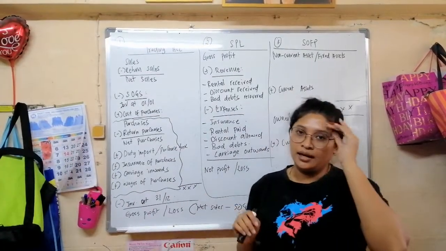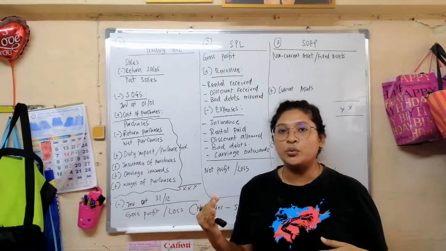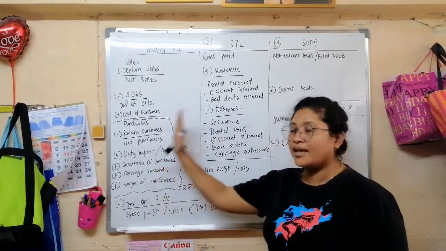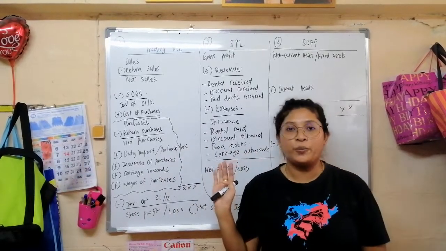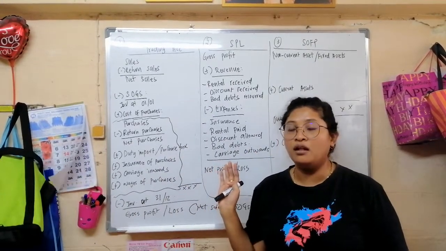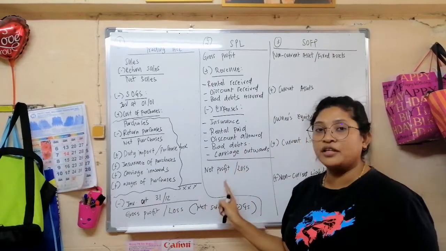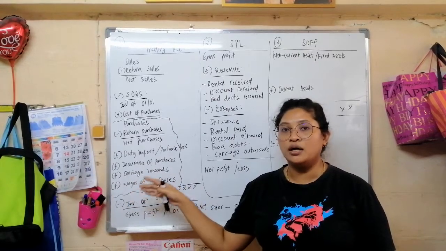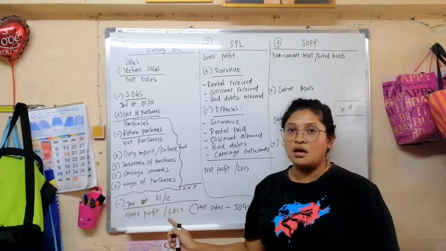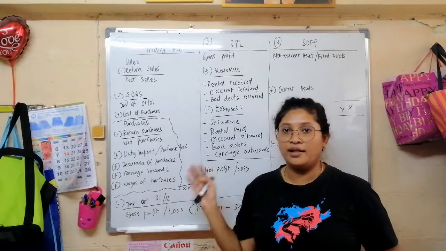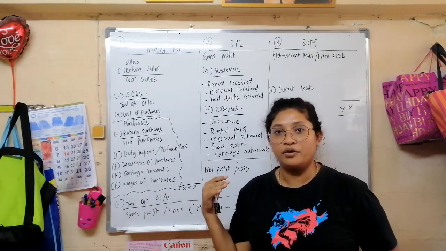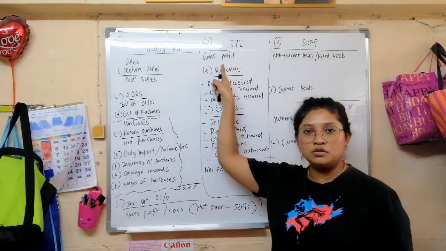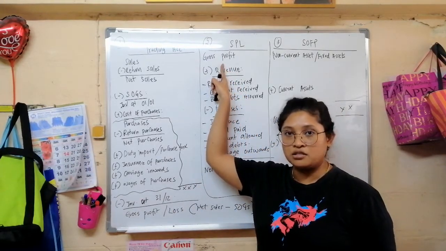Okay, hi, I'm back. Just now we learned how to do the trading account. After we do the trading account, the next step is the statement of profit or loss, SPL, to calculate our net profit or loss. Just now in the trading account, we learned how to calculate the gross profit or loss. After we calculate it, we get the gross profit. This gross profit we will bring to the statement of profit and loss, SPL.